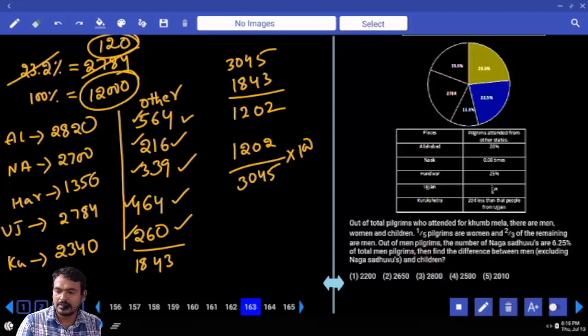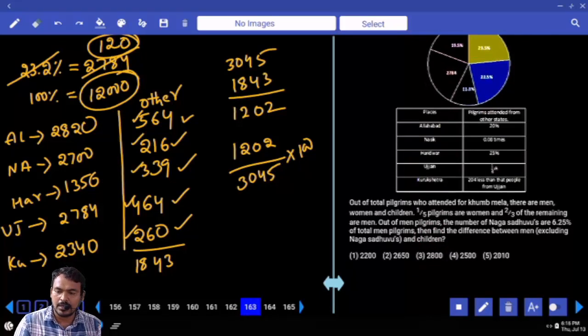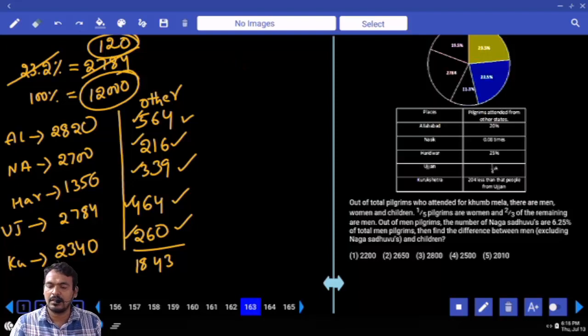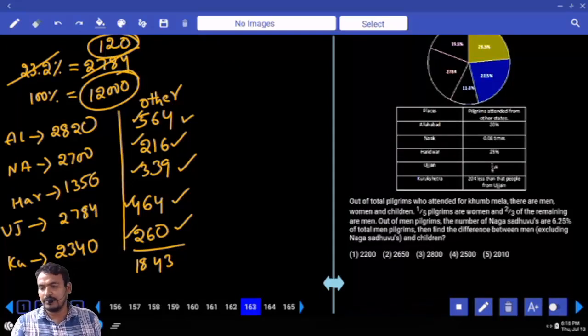Next 163. Out of the total pilgrims who attended for Kumbh Mela, there are men, women and children. 1/5 of the pilgrims are women and 2/3 of the remaining are men. Out of the men pilgrims, the number of Naga sadhus are 6.25% of which one? Total men pilgrims. Find the difference between the men excluding the Naga sadhus and children.